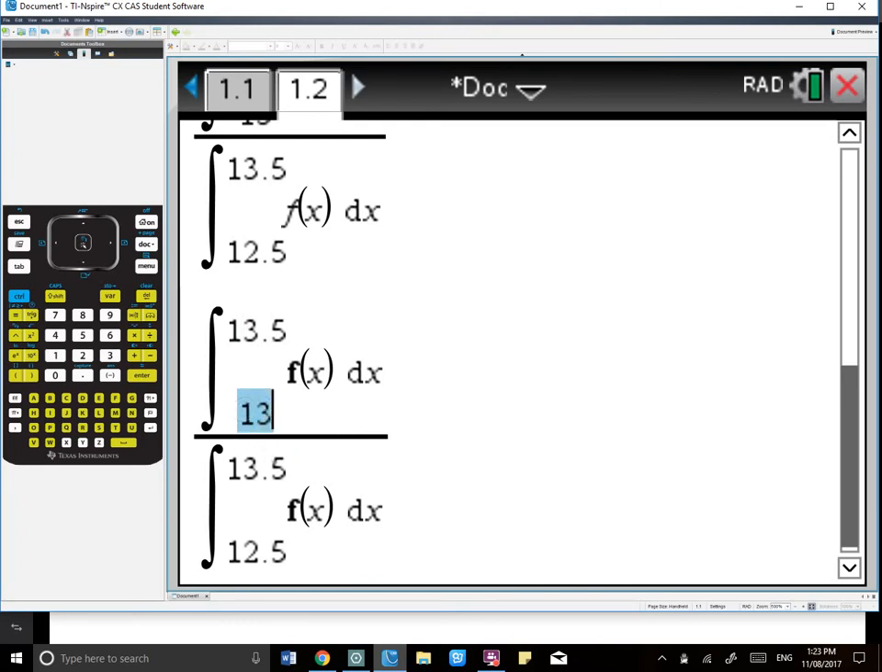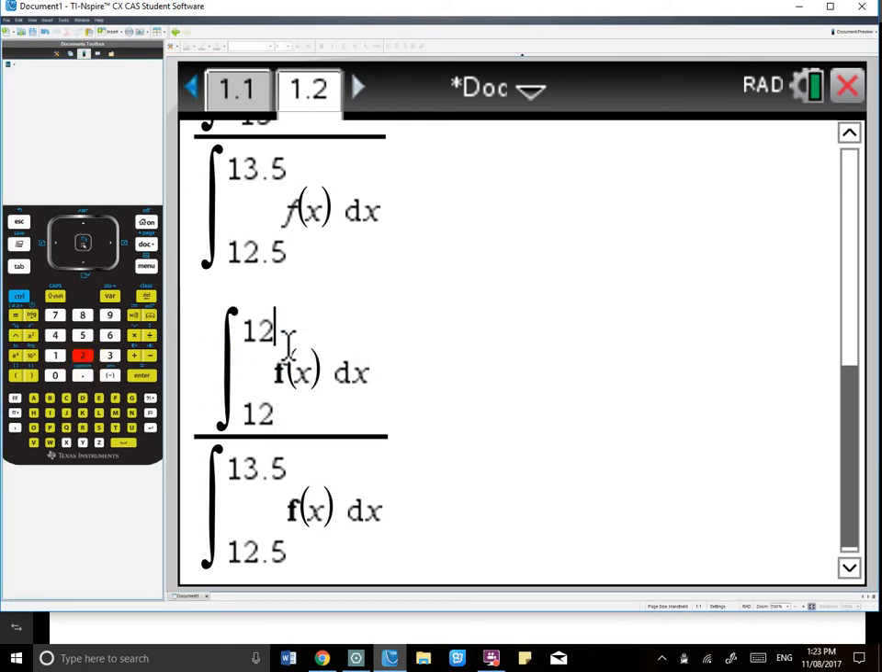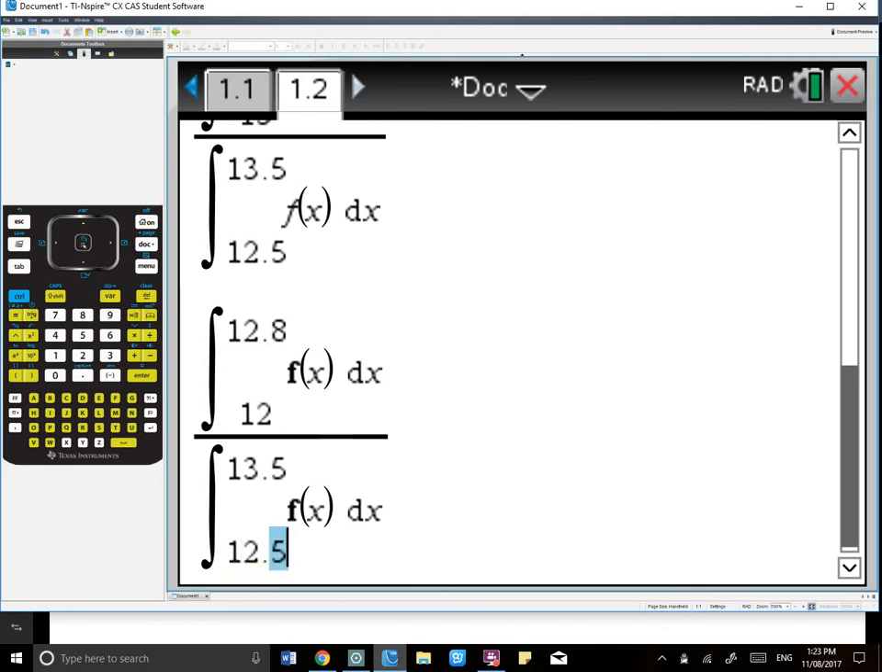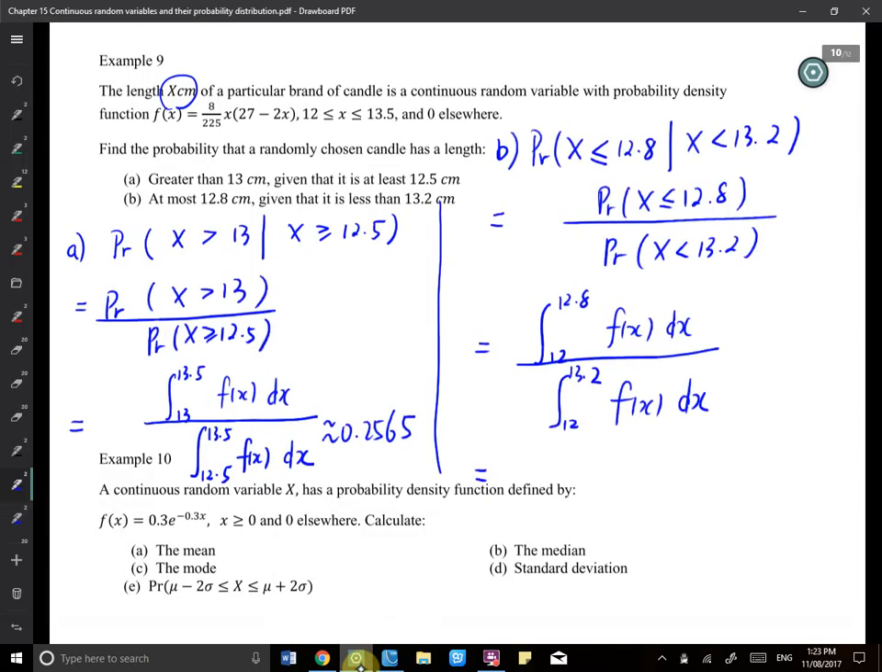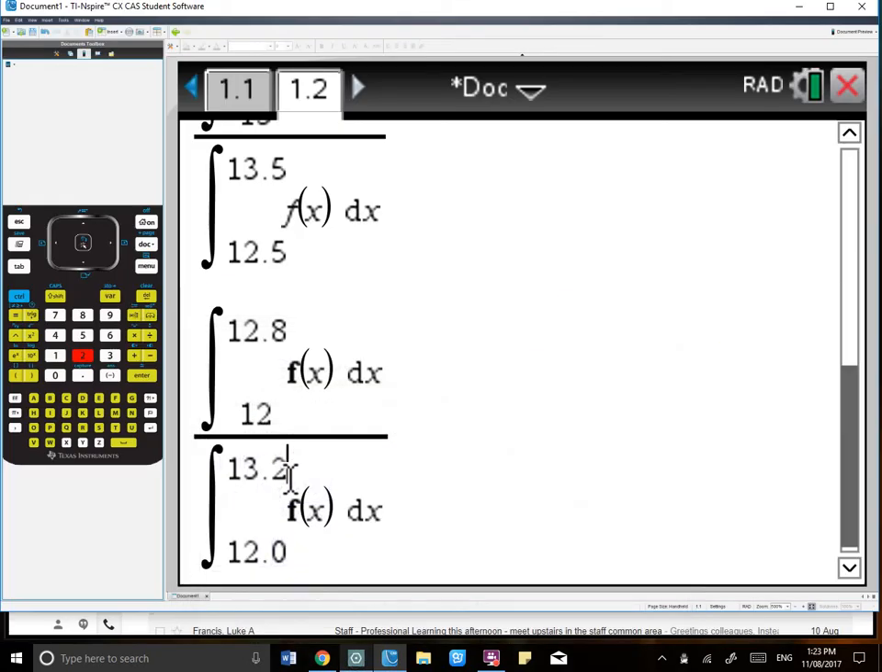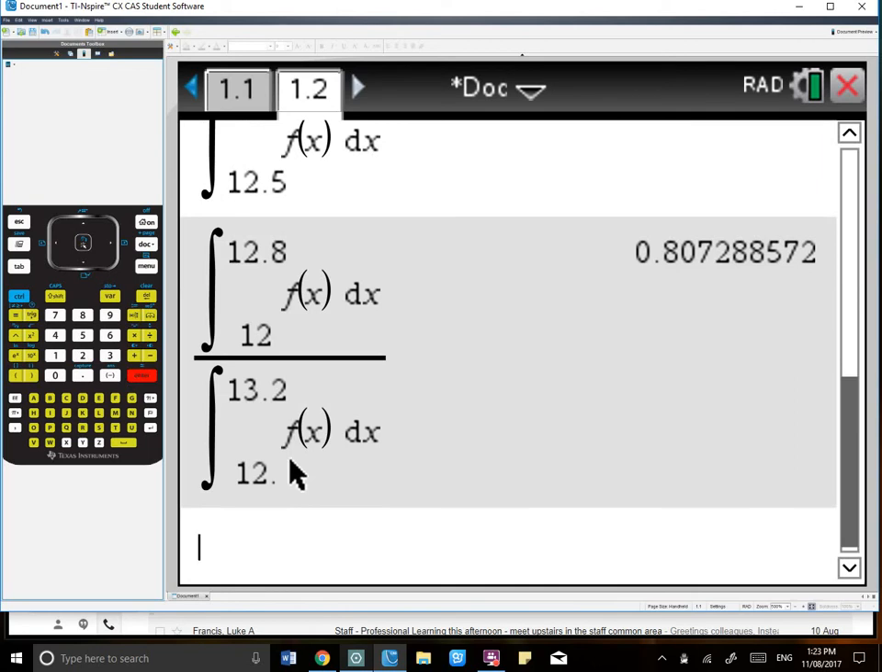Wait, that's a 12. That's a 12.8. That's a 12. That's a 13.2. Correct. Yep. 0.8073.